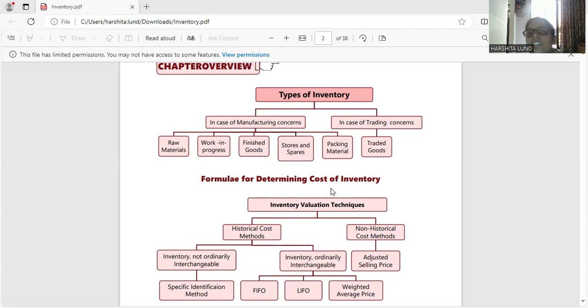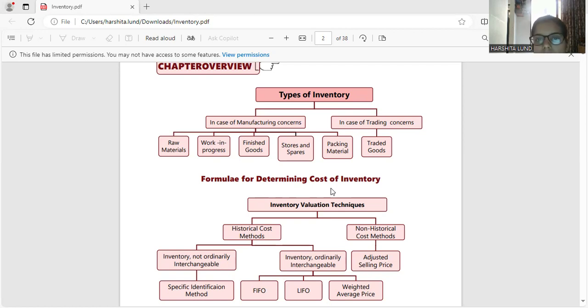We will also understand how inventory valuation affects the profit. Since inventory is on the credit side of the P&L, if you increase the value of the closing inventory, then the profits will be overstated, and if you decrease the closing inventory, then the profits will be understated. So profit has a direct relation with the closing inventory, and with the opening inventory, profit has an inverse relation.